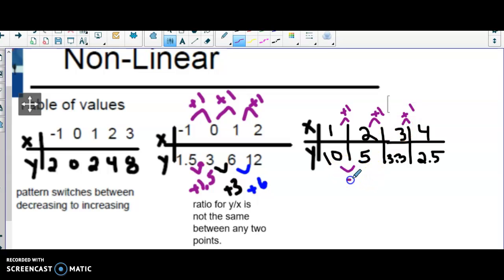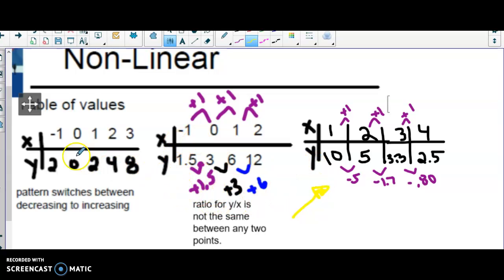This is going down by 5, right? And this is going down by like 1.7, right? That's not the same, right? And we can say that because we're dividing by 1 here, and then this is going by 3.3 minus 2.5, so what's that, down by 80 cents? Okay, so the reasoning, the rationale for both of these is going to be the same. The ratio for y over x, it's not the same.